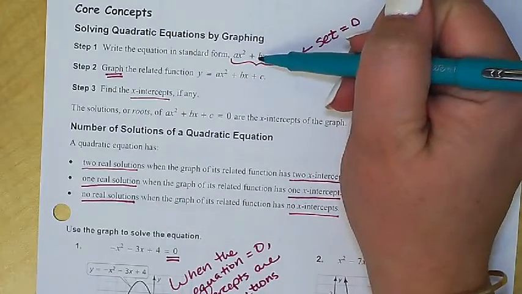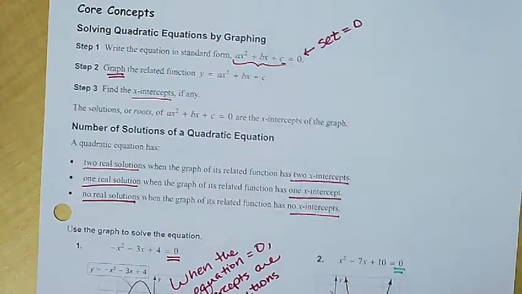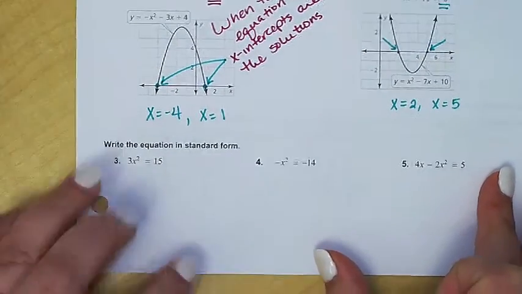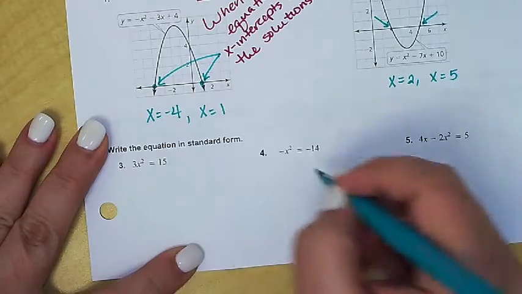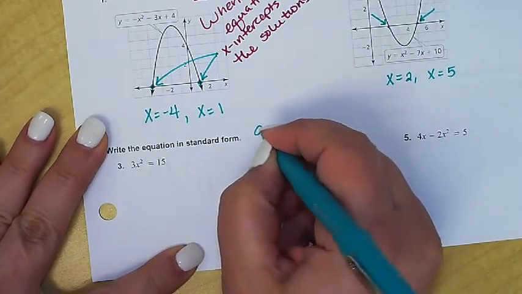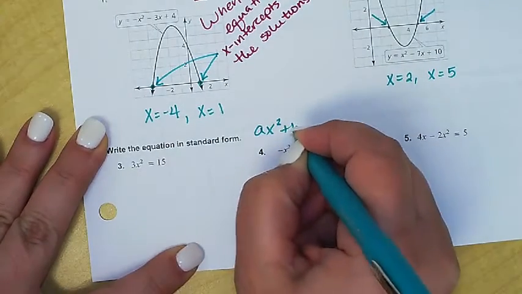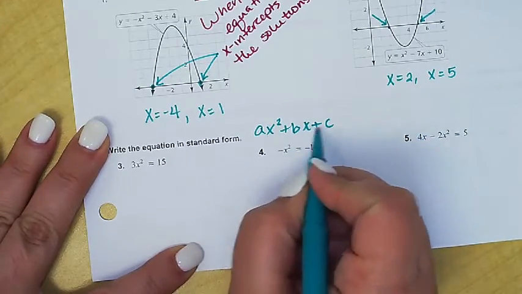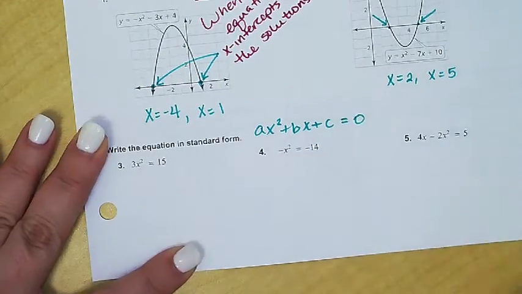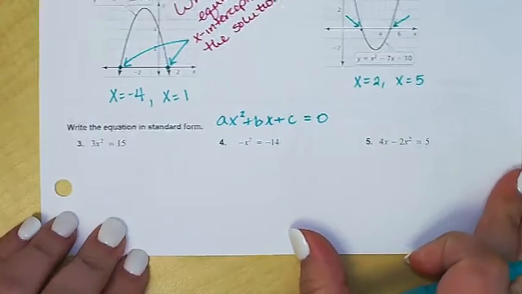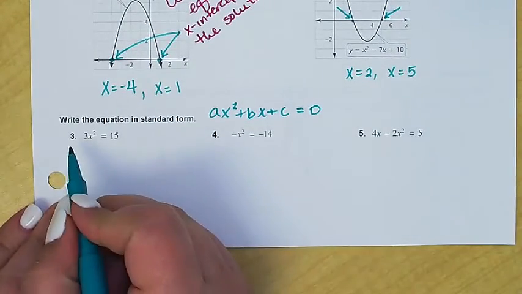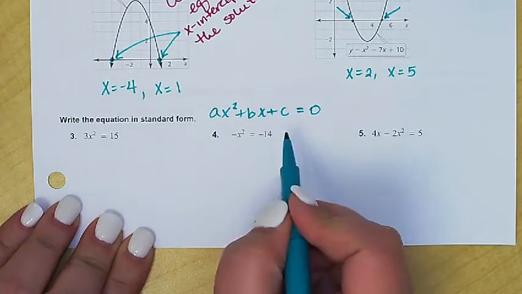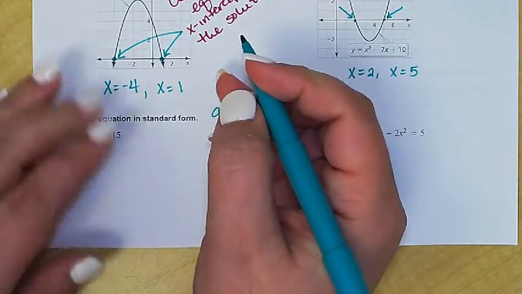Because step 1 is to write the equation in standard form equal to 0, let's go ahead and practice that for a moment. So when it says write the equation in standard form, our goal is to reorganize these if necessary so that it looks like this. All your terms are together on one side, your powers are in descending order, and you have nothing on the other side, so it's equal to 0. That's our goal. So if we look at number 3 here, the x squared is already on the correct side, but that 15 is the issue. I want to get that over to the left and set it equal to 0.